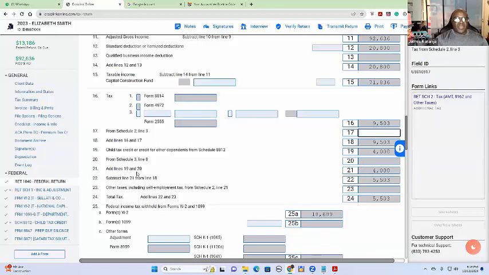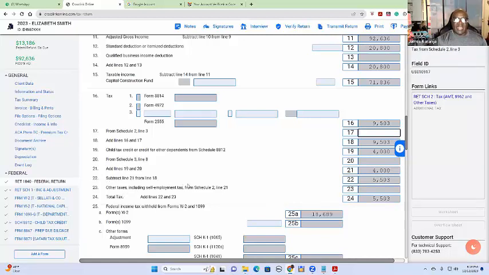There's nothing else. So subtract line 21 from line 18. Line 21, 4,000, subtracted from line 18, which is the tax of 9,503. So our total here will be 5,503 that remains. That's line 22, 5,503.